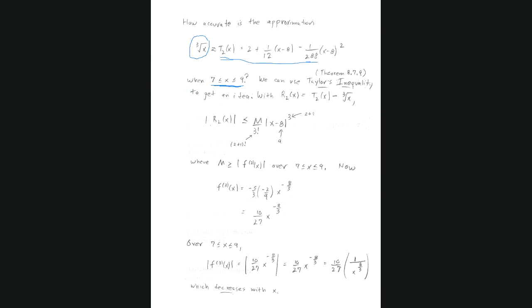And we're getting a bound on the error, or the remainder, which is the difference between the Taylor polynomial and the cube root of x. So we have here the formula. We have the right-hand side. This is your error bound on the right-hand side.